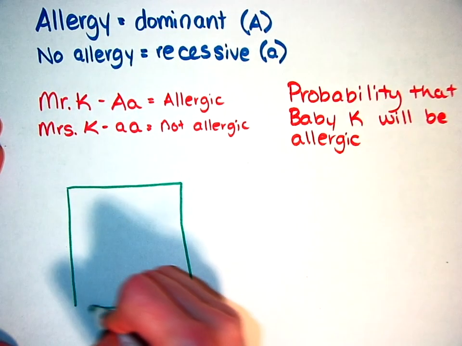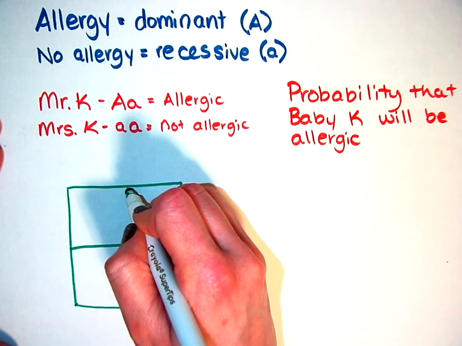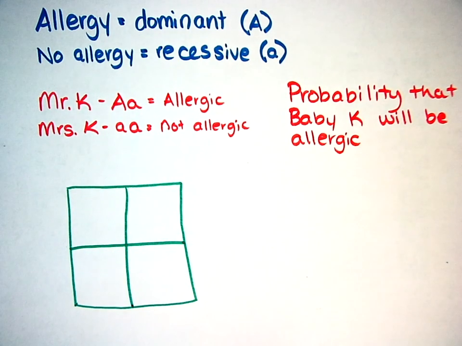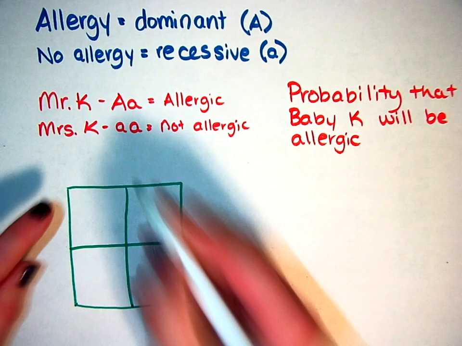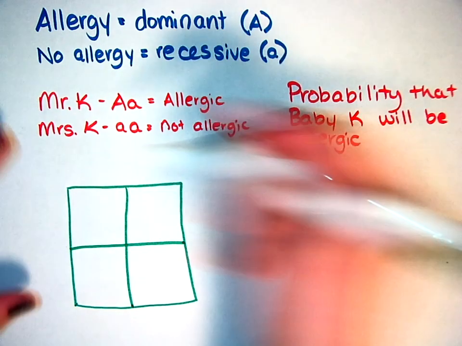So I introduced this last week if you want to see another example. But we start a Punnett Square by drawing a square. And it doesn't matter which parent goes where. We can put Mr. Kurnit on top.